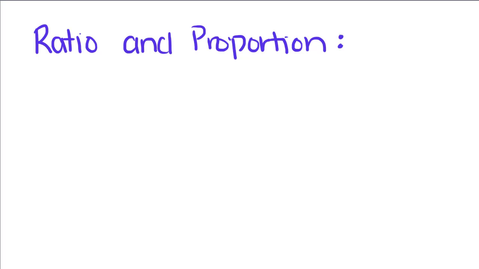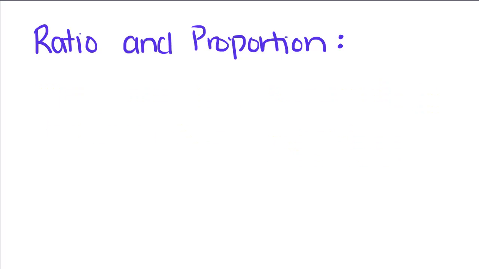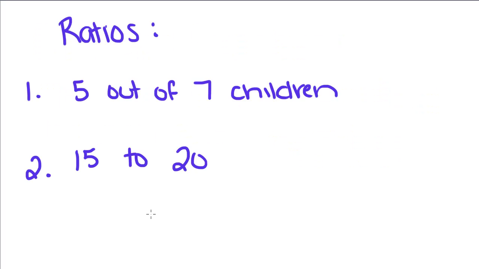So today we're going to review ratios and proportions, and they're going to help us later on compare triangles so we can talk about them in regards to one another. So ratios and proportions are just relationships between two quantities. So first we're going to talk about ratios.